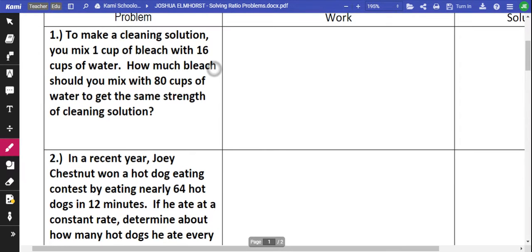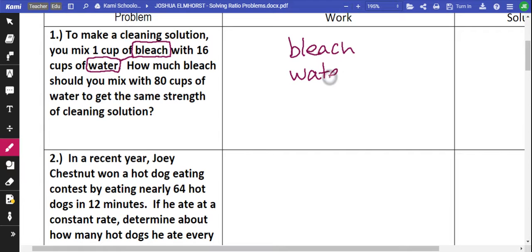As we look at these word problems, we're going to be looking at the two things that are being compared. So as you look at it, it says the cleaning solution, you're going to mix 1 cup of bleach with 16 cups of water. So the two things that are being compared, the linked relationship, is bleach and water. So over here in the work, what we could do is just go ahead and label bleach and water, and then put it together right here. So 1 cup of bleach, and then 16 cups of water. So that's the given information here.